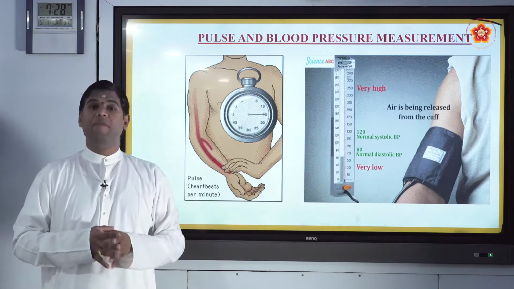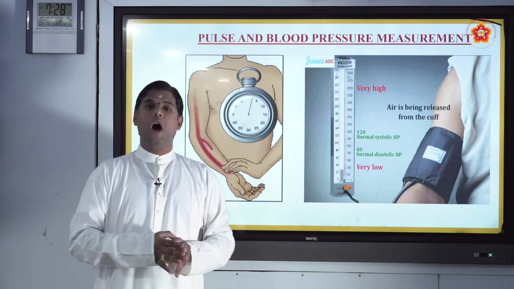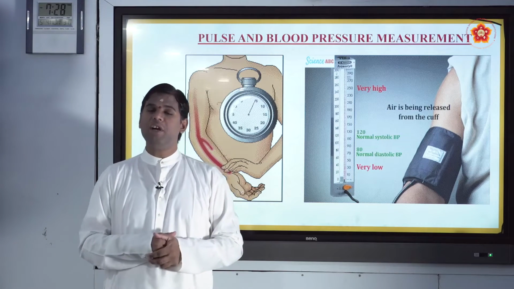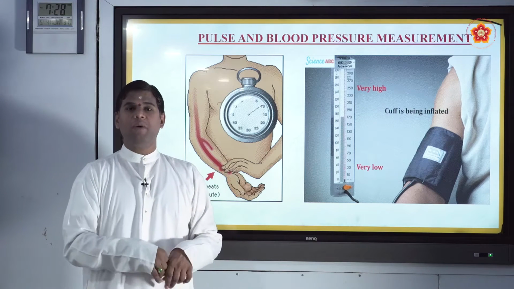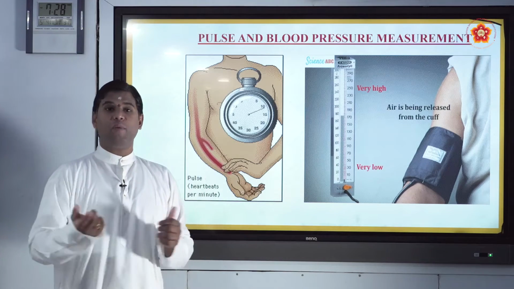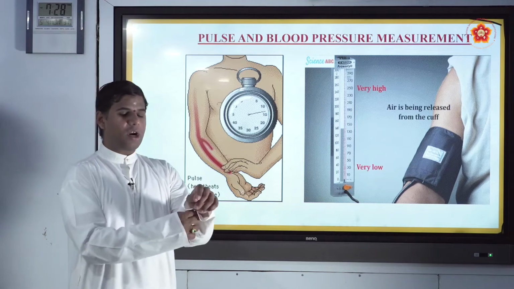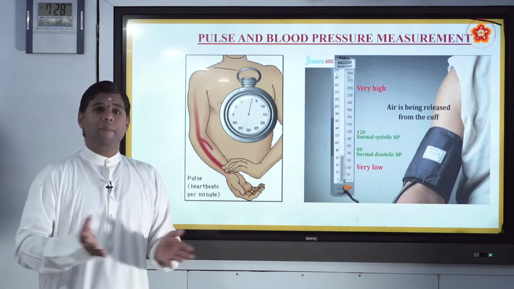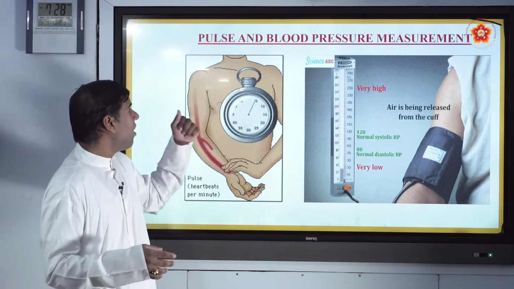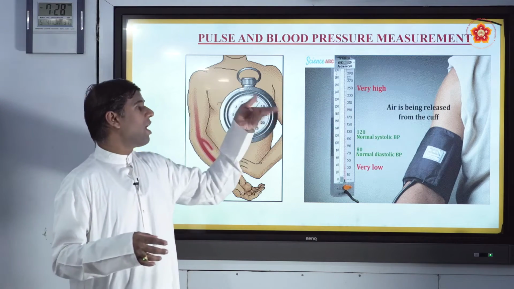And nowadays we have sophisticated devices which measure your blood pressure. You just put it over here, and it tells you. And also nowadays you have smart watches. You just put it around your wrist, and it tells your blood pressure, it tells everything. So that's how we have advanced in the mechanism, and this is how you measure the blood pressure and pulse.